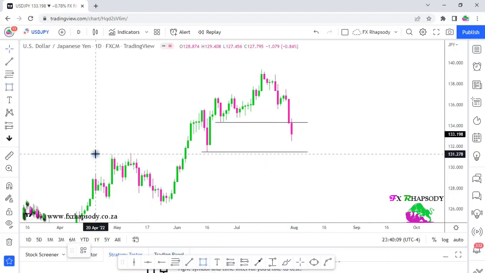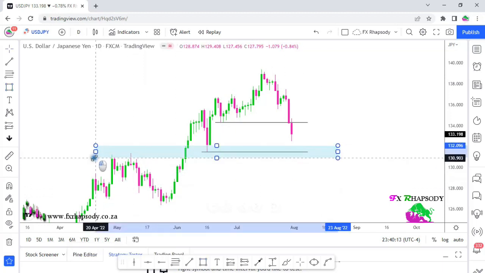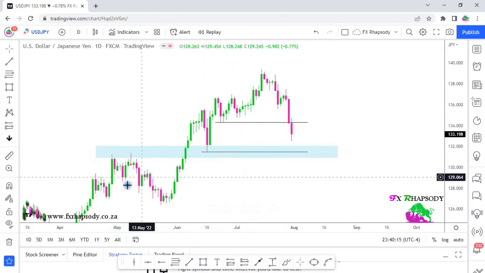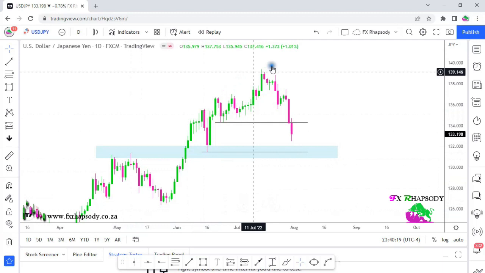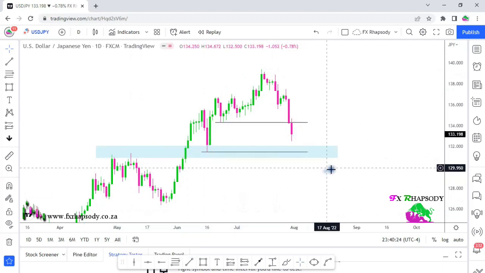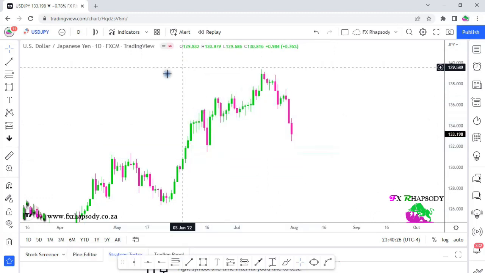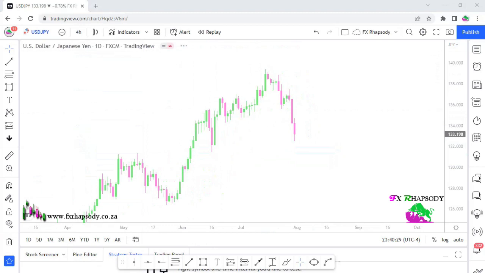We also have a nice little, this area is a big area of interest as well. It's a nice big area. This previous area of resistance broke through to support, and now price is just moving back towards that area. So let's see if it will reach it. 4 hour time frame. Let's have a look.